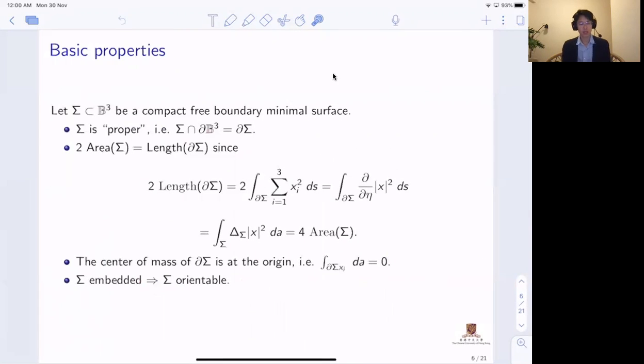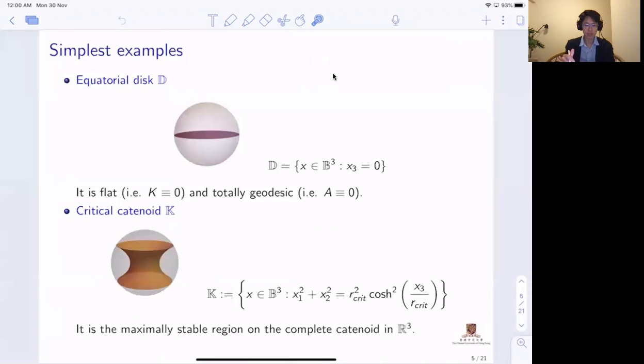Okay, so here I list some very basic properties about general free boundary minimal surface in the ball. Okay, so first of all, the minimal surface has to be so-called proper, which means that the minimal surface, if you look at this, will only hit the boundary sphere at the boundary of the surface. Okay, that means, for example, you cannot have a surface that has an interior touching the boundary like that.